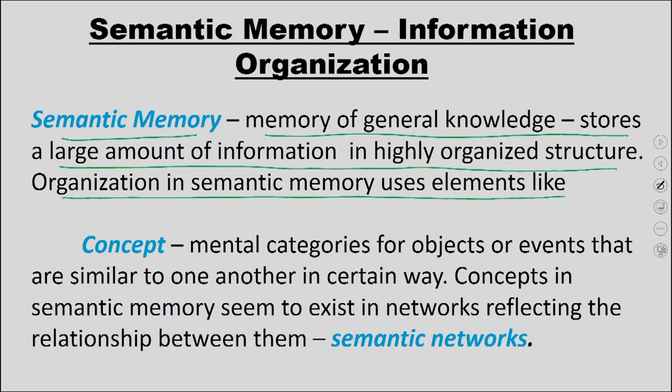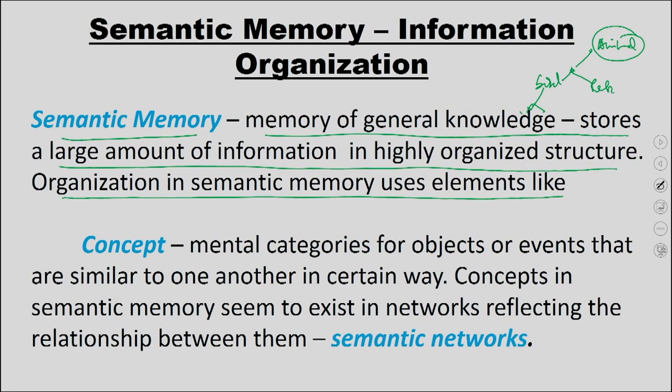If we look at how information is stored in episodic memory versus semantic memory, in semantic memory information is stored in terms of a network. Any information in semantic memory is stored in a network composed of nodes and subnodes. For example, let's look at the information animal. Animal is a concept, and within animal you will have birds and reptiles, and within birds you will have further information.